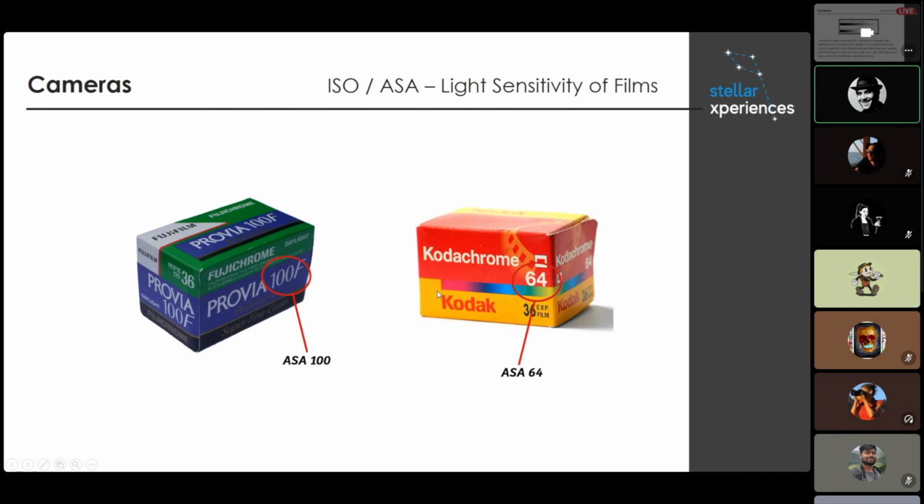Let's have a look at a little bit at ISO and ASA, which was used back then for film photography. We used to have films with 100, which was for normal light conditions, and we used to have smaller ASA films, which were most of the time for studio shoots, and we of course used to have 200, 400, 800, and 1600 ISO or ASA films.